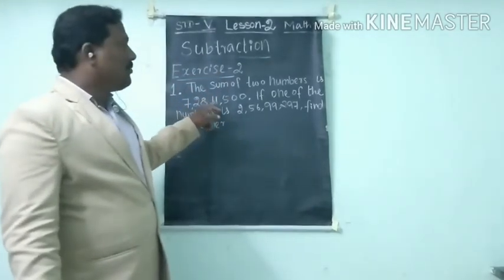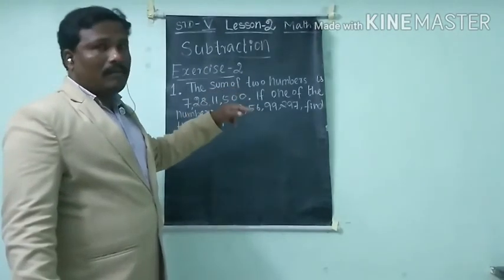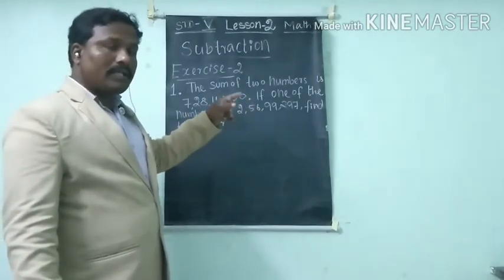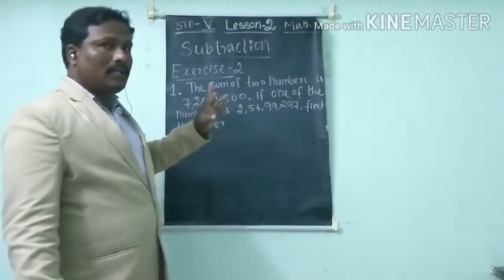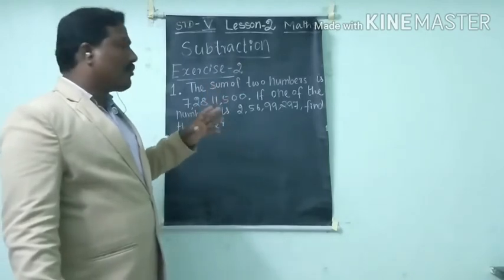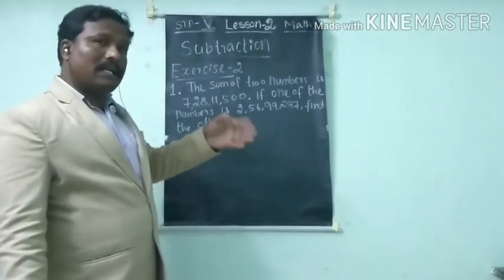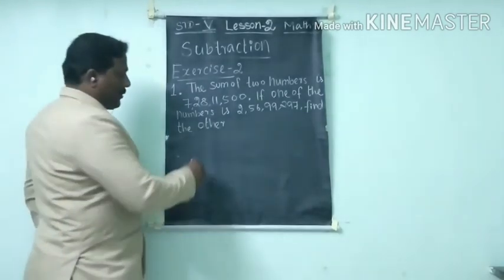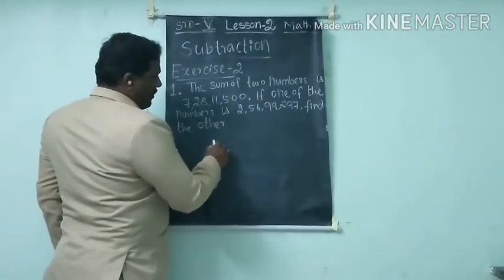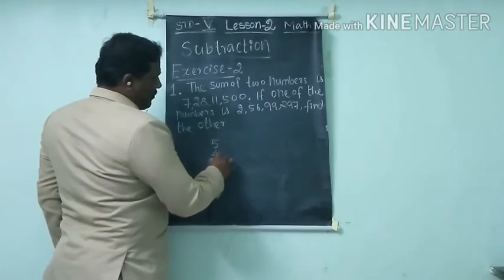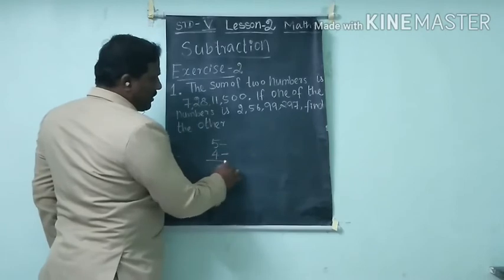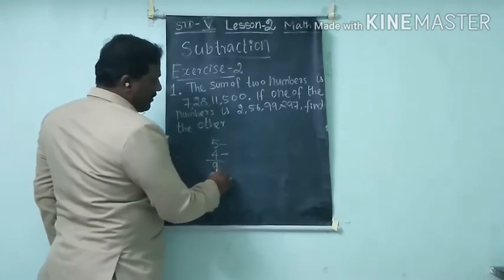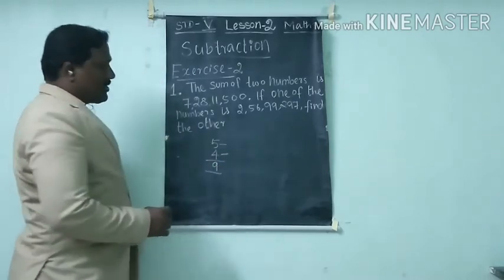Okay. So they gave the two numbers. They gave one number of those two numbers. What is the question? We want to find out the other number. Let me give you an example. See, 5, 4. This is one number. This is another number. I got the answer 9. So this is a simple example.